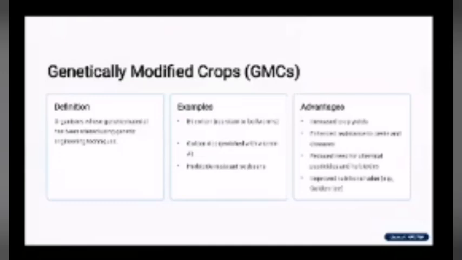So when we talk about genetically modified crops, we are saying bringing plants, then working on them to change their genes, to change their DNA, so that the traits the new seed will exhibit will be much more superior than the previous one.